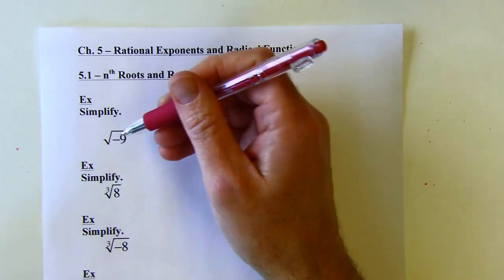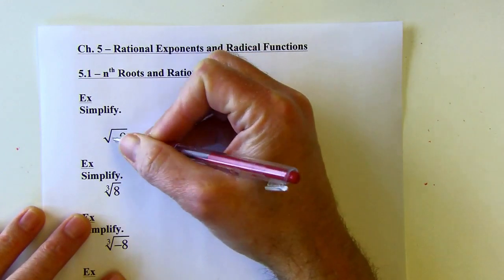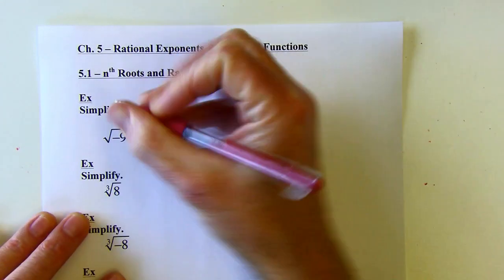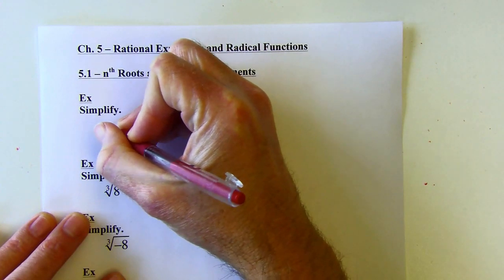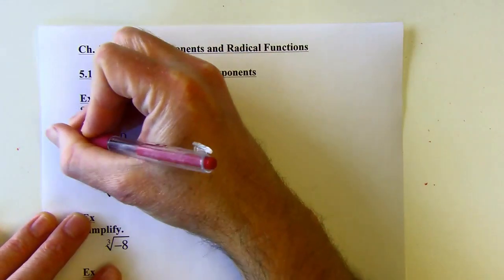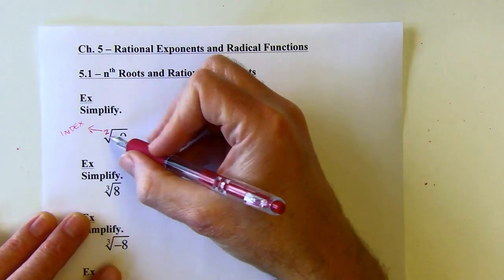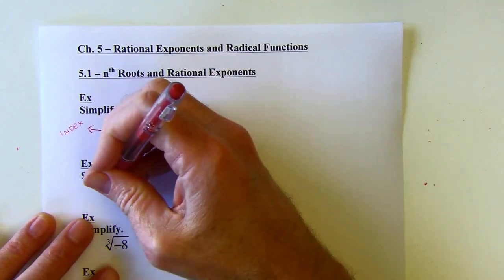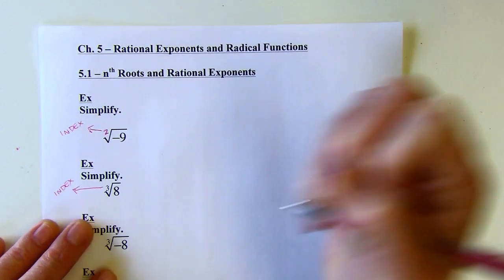So just some vocab. This is a square root. I'm looking for something times itself, something squared. So even though there's not a little 2 written up here, it's just assumed that this is a square root because that's the most common one. And this is called the index. Okay, so my index here is 2. And so that's anytime you got a square root, the index is 2. When you have a cube root, the index is 3. Whatever number is up there is called the index.